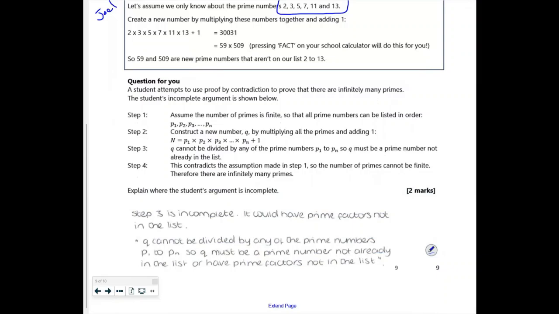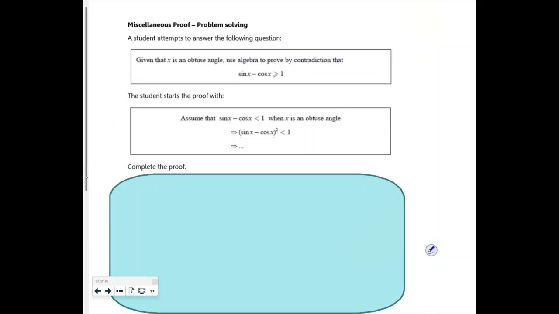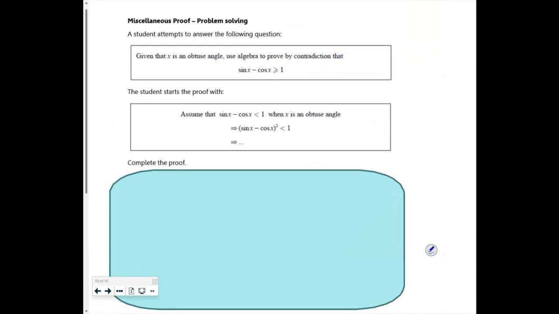I think there's another question for you as the last question. Let's have a look at this one. This is a new question. Right, so, here we go. So a miscellaneous proof question. A student attempts to answer the following question. Given that x is obtuse, use algebra to prove the contradiction. So this obtuse bit is quite important.